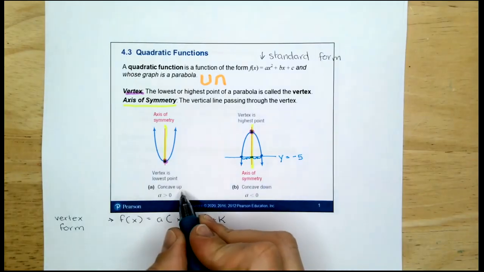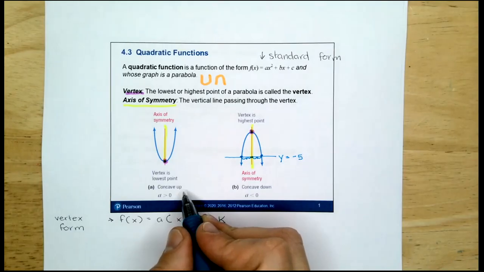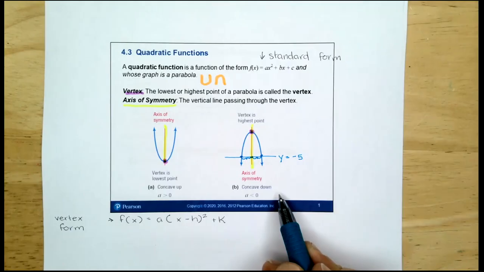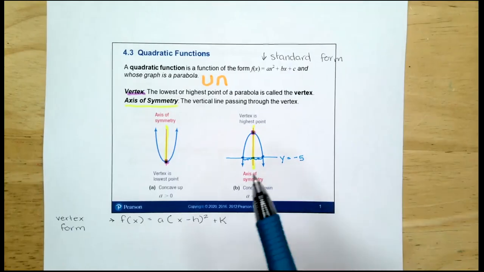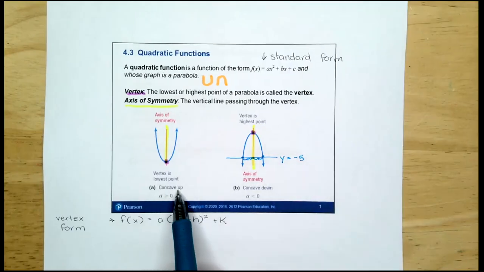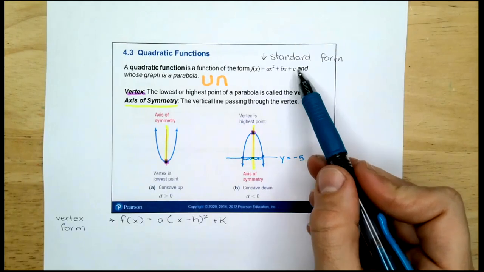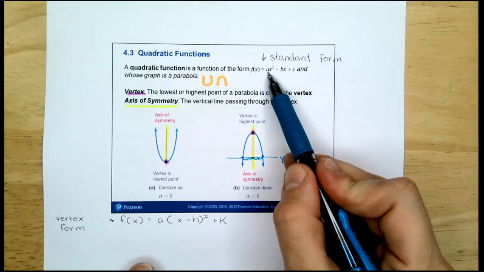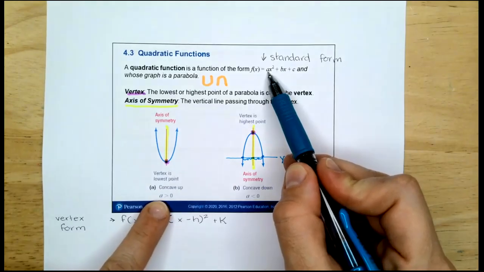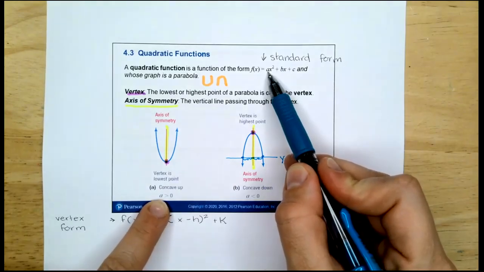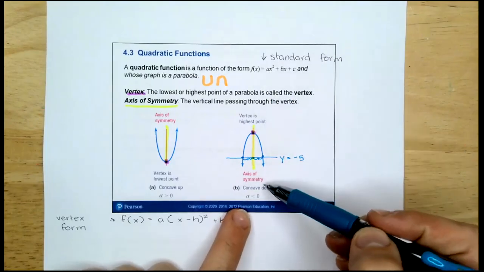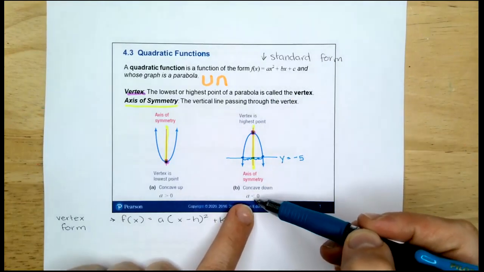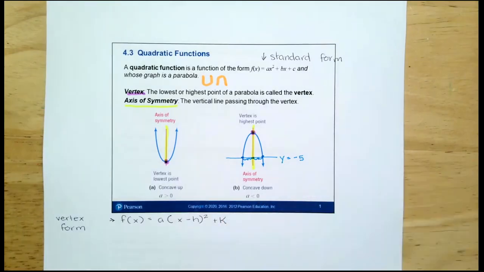Concave up means it's opening up, concave up like a cup. Concave down means it's opening down, concave down like a frown. Good? So, if it is concave up, in standard form, the graph will have a positive a value. A will be greater than 0. If the parabola is opening down or concave down, then that a is going to be a negative number.